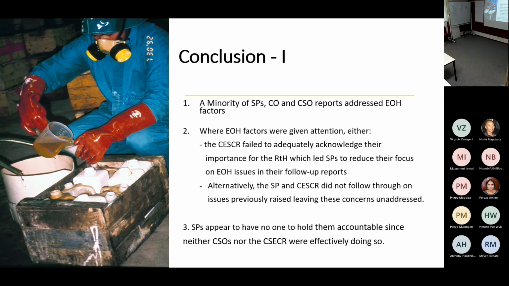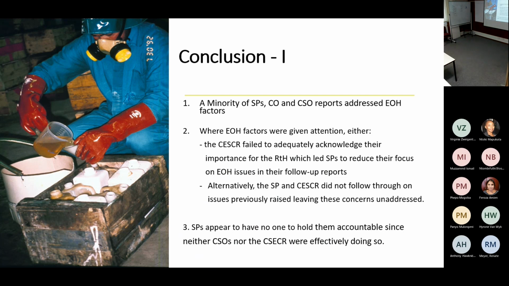So maybe we just assumed by then that was the main issue, maybe why the state parties in their subsequent report could not follow up and give emphasis to addressing that. And then we say that either the state party and the committee were not following through on issues previously raised, leaving these concerns unaddressed.